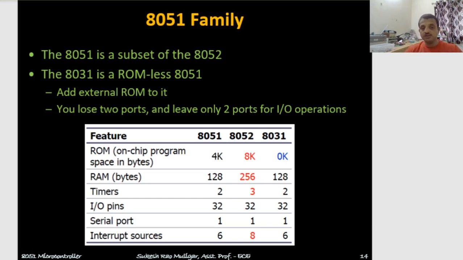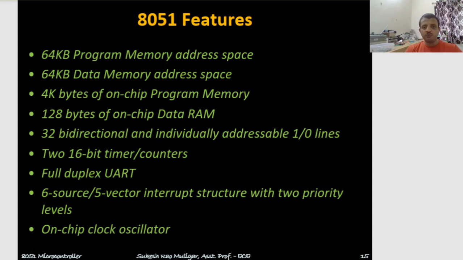RAM, timers, IO ports, serial port, and interrupts are all listed. Basically it's a minimum configuration that we can have, and still lower values could be possible if you choose a different core, or different vendors who provide the 8051 core. So if you want me to highlight the features of this 8051 microcontroller, the features are the main highlights of this processor.